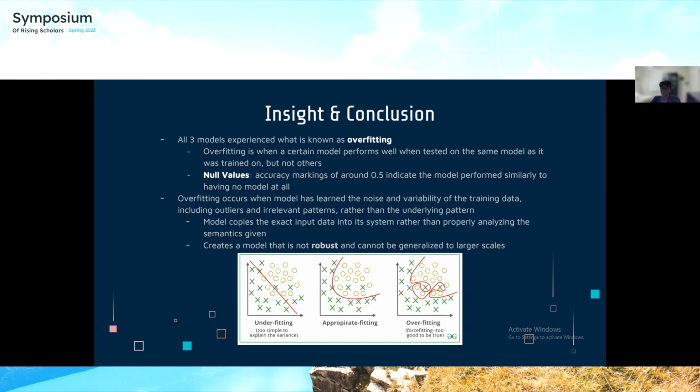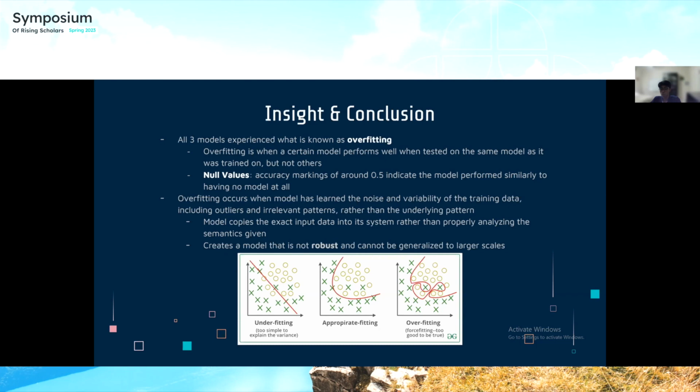Null values are when you have accuracy markings of around 0.5. These indicate that the model performs similar to having no model at all. Essentially, this means that the model had what is known as a coin flip. Instead of actually understanding the data and being able to provide insight and help classify, it simply performed as if someone were to just coin flip every time they had a certain article and classify it based upon that. Overfitting occurs when a model has learned what is known as the noise and variability of the training data, which includes the outliers and irrelevant patterns present, instead of understanding the underlying pattern.